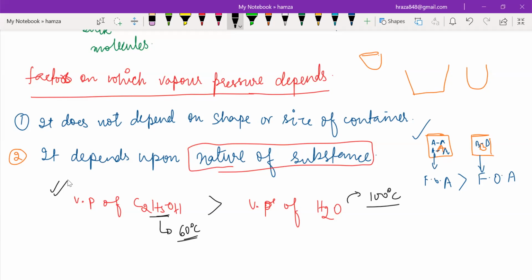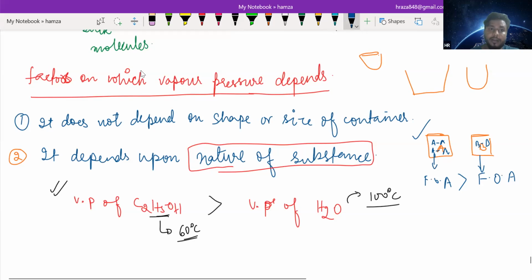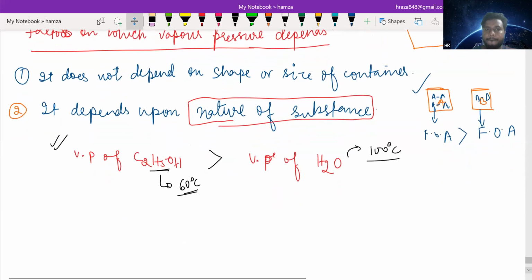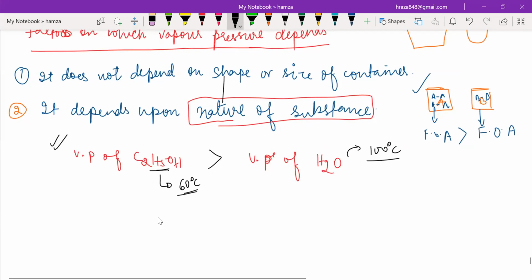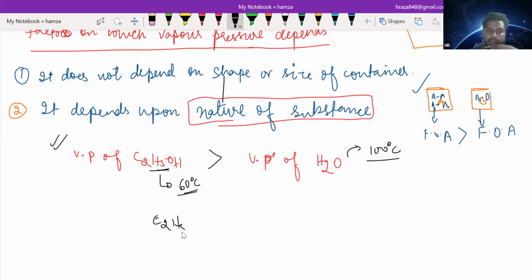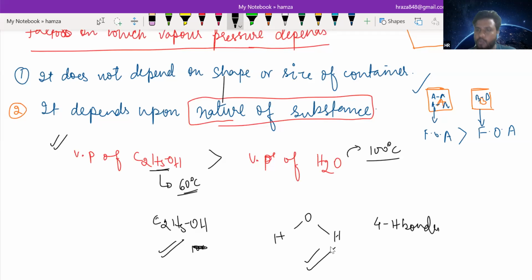Yes, sir. Now see, another point which you can think of from class 11th: hydrogen bonding. Are you aware of hydrogen bonding? Yes. Now see, C2H5OH has hydrogen bonding, as well as H2O. But in case of H2O, it makes 4 hydrogen bonds. And here, 1 or 2 hydrogen bonds. Basically, there is lesser hydrogen bonding than in H2O. So due to more hydrogen bonding in water, the particles in water are attracted very tightly. Are you getting my point?